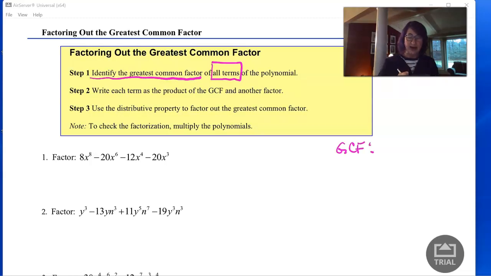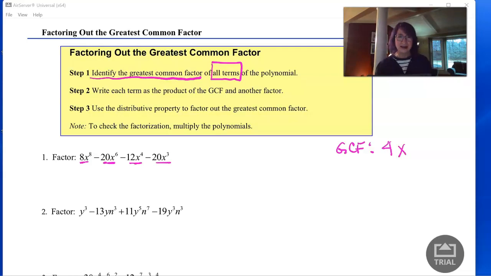So I look at, here's a term, here's a term, here's a term, here's a term. So I look at 8, negative 20, negative 12, negative 20. Ignore the negative part for right now. And I can see that 4 divides into all of those evenly. So if you can see that right away, you're good to go. If you need to break it down into its prime factors, do that. Not a big deal.